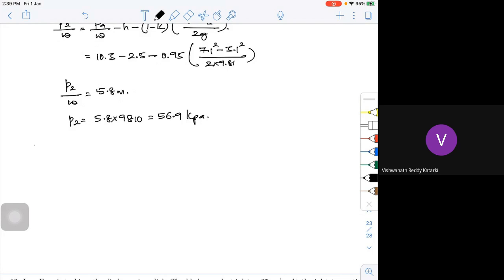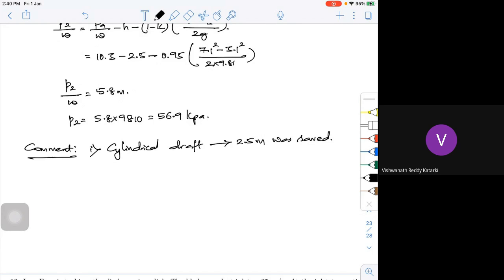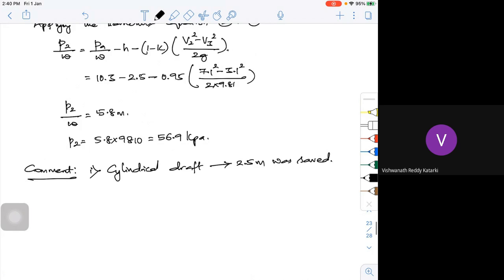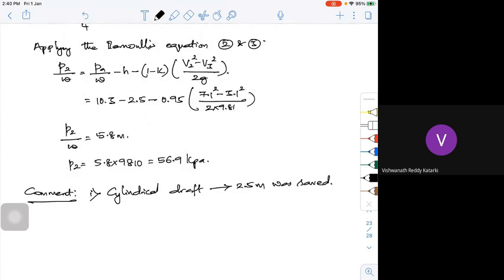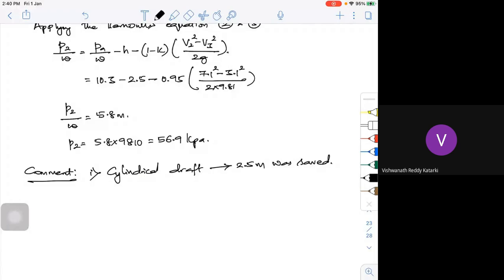What can we comment? From the first case, if I have a cylindrical draft tube, how much was I saving? Only around 2.5 meters of head was saved. Usually, PA by W and P2 by W should both be 10.3. But here in the second case, if you add everything, I'm saving around 10.3 minus 5.8, that is 4.5 meters.